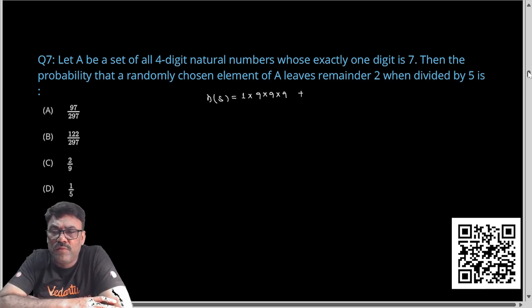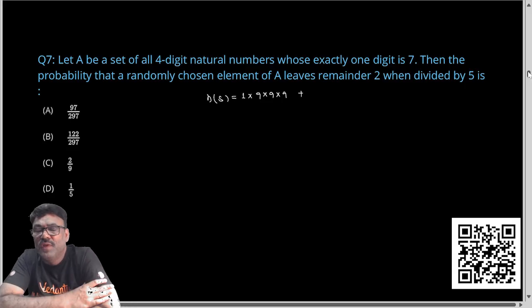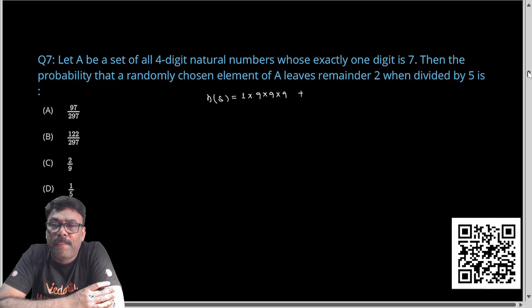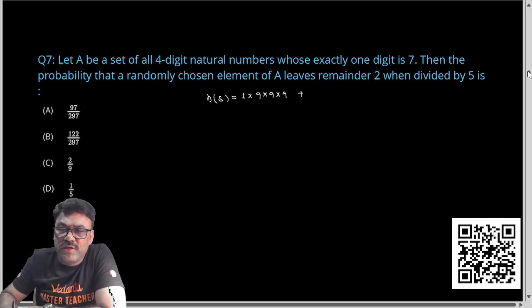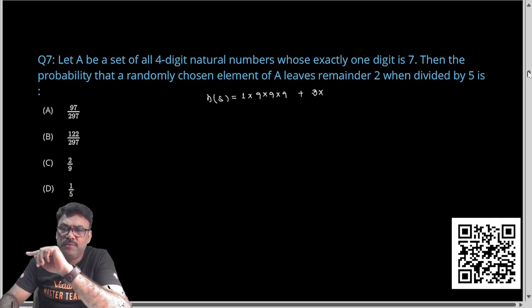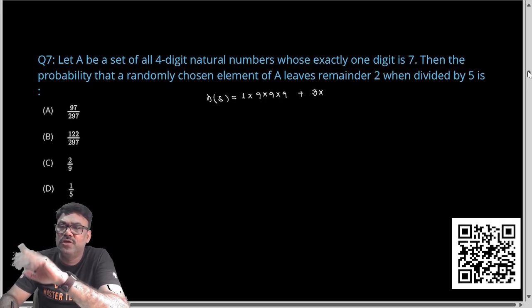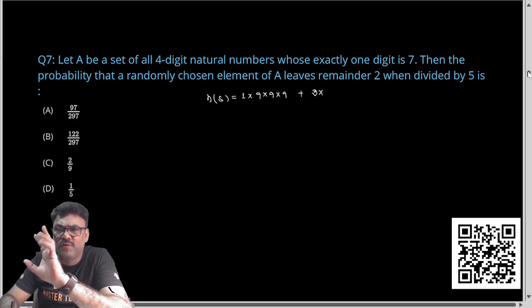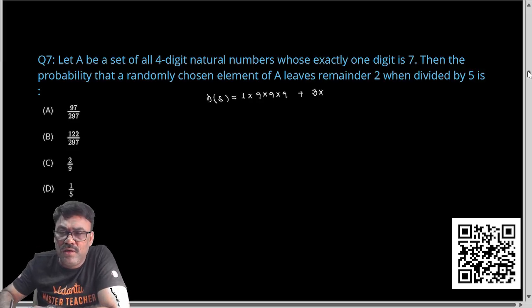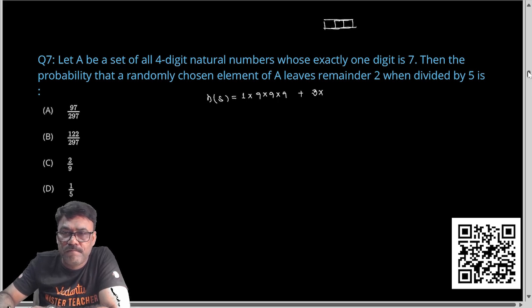Now if 7 is not placed at the 1000 place, let's say 7 is there either at the 100th place or at the 10th place or at the unit place. So 7 can be placed in 3 ways. 3 ways means 7 can be at 100th place or at 10th place or at unit place. So now 7 is placed in one of these 3 places. Let's say 7 is placed here at unit place.